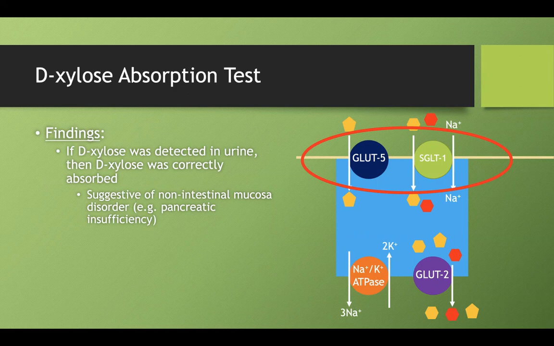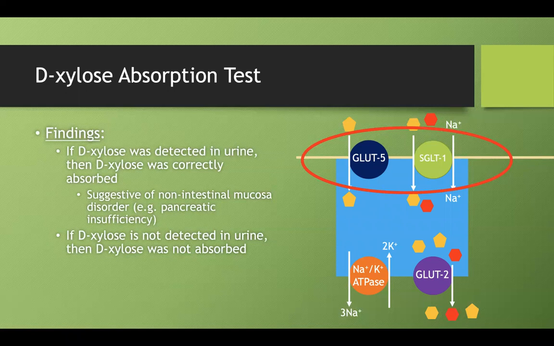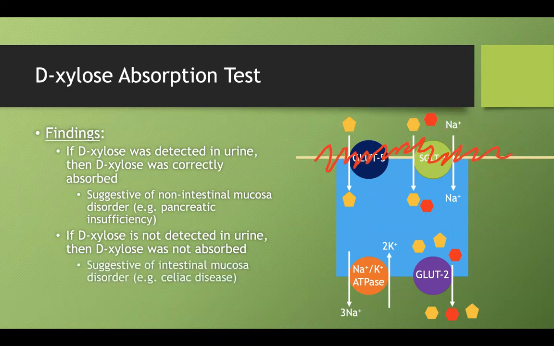It might be a pancreatic problem. Maybe the pancreas isn't producing enough amylases to facilitate absorption of other oligosaccharides and disaccharides. On the other hand, if you can't detect any D-Xylose in the urine, then D-Xylose wasn't absorbed in the first place, which means the only thing that could be damaged is your intestinal mucosa itself. And so you might see this in conditions like celiac disease, where you have blunted intestinal mucosa.